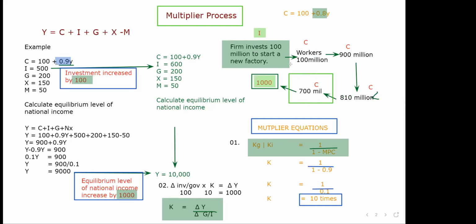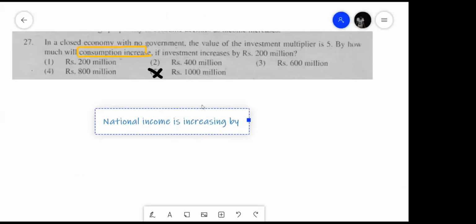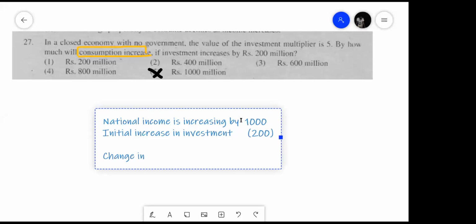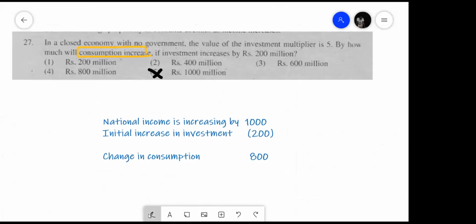So if that is the case, how do we work with this equation? They are saying the final change in Y is 1,000. National income increases by 1,000. So if you subtract the initial increase in investment, which is increasing by how much? It's increasing by 200. You subtract that, and now you get the change in consumption. The change in consumption is 800. That is how you get the answer of 800.